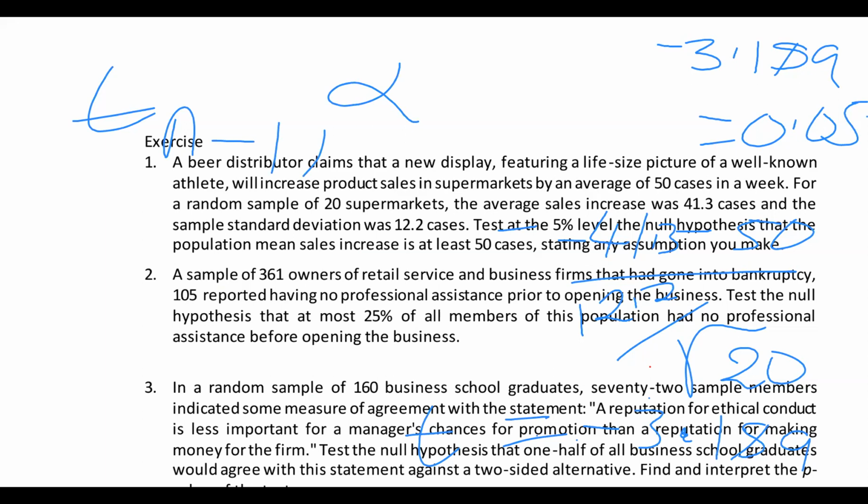What is the sample size? 20. 20 minus 1 will be 19, comma 0.05. Clear? So are we fine with this so that we go to the table? Assuming that the silence means that everyone is okay, we can go to the tables.